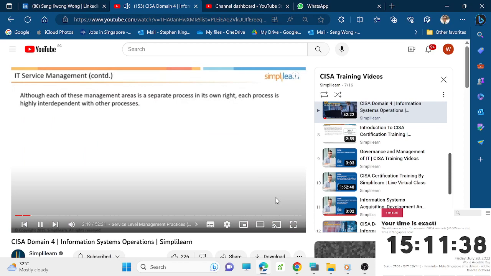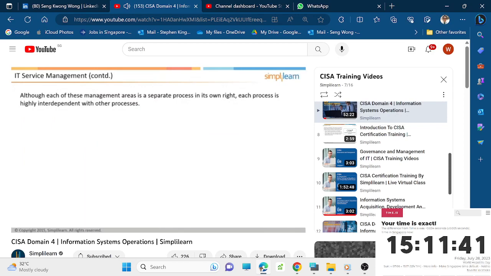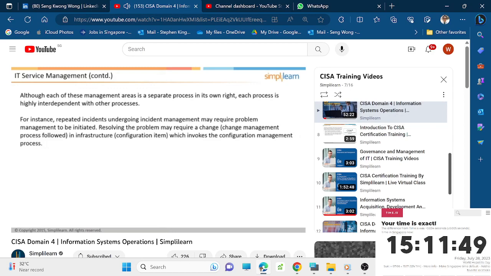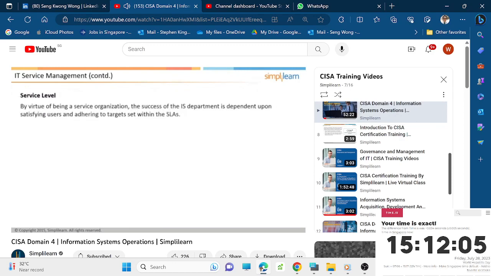Although each of these management areas is a separate process in its own right, each process is highly interdependent with other processes. For instance, repeated incidents undergoing incident management may require problem management to be initiated. Resolving the problem may require a change management process followed in the infrastructure configuration item, which invokes the configuration management process. By virtue of being a service organization, the success of the IS department is dependent upon satisfying users and adhering to targets set within the service level agreements.